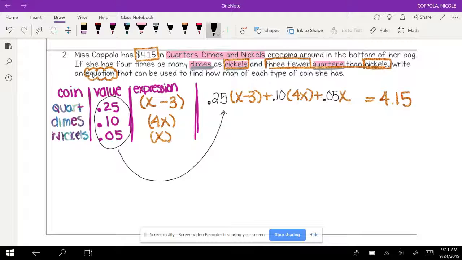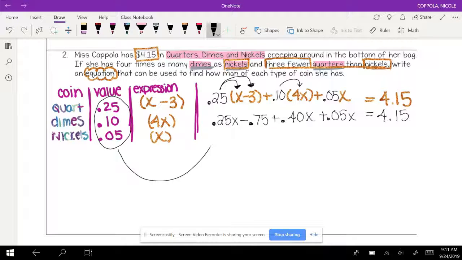And so now, guys, what we have here is just a hot mess of a linear equation to solve. And you can solve this just like we did in the beginning of the year. So we'll distribute in. 0.25 times x is 0.25x. 0.25 times negative 3. And you can do it on your calculator if you need to. Negative 0.75. Okay. 0.10 times 4x is 0.40x. Plus 0.05x equals $4.15.